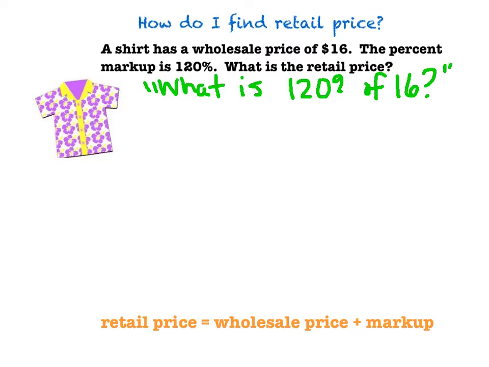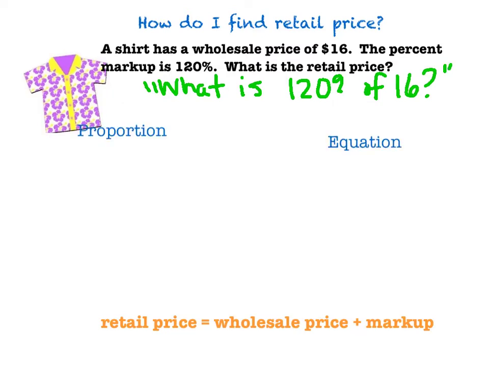And from previous lessons, you know that we can do this in two different ways. Some of you are going to want to continue using the proportion method, and some of you are going to want to use the equation method when finding the percentage of a number. So first of all, we'll do it as the proportion. What is 120% of 16?